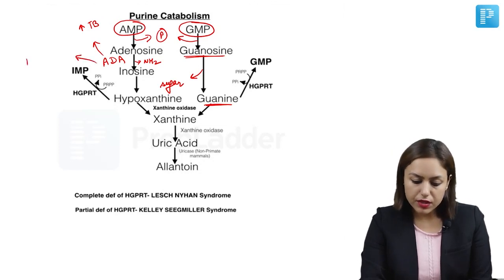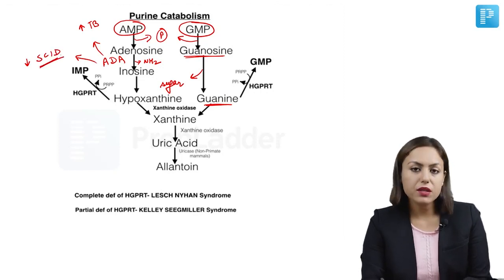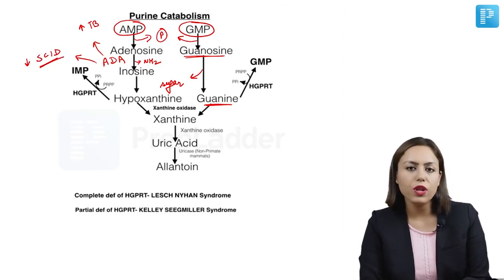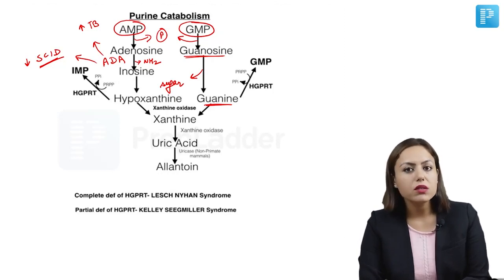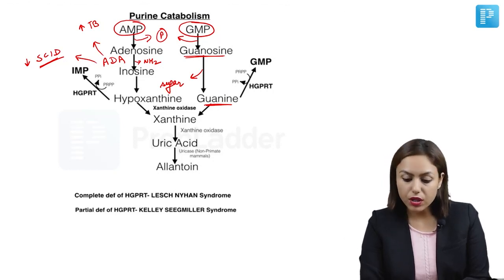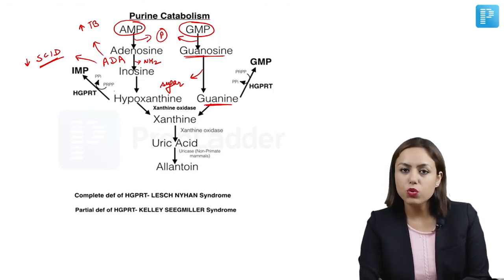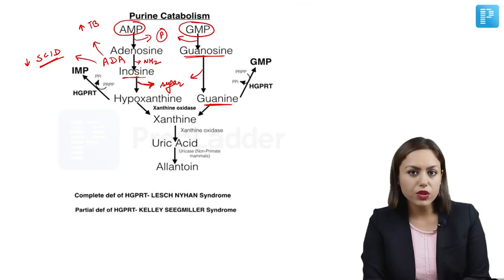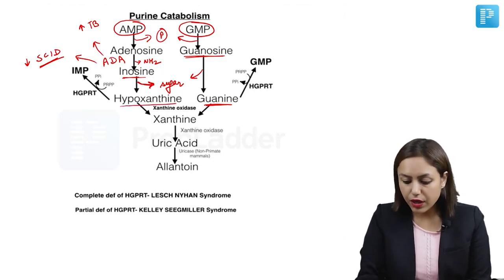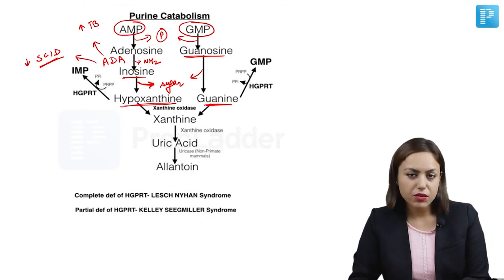And if this ADA enzyme is decreased, then those patients will be having SCID, that is severe combined immunodeficiency, because ADA enzyme is very important for both B and T lymphocytes. That's why deficiency will lead to SCID. Now let's move further. We have reached inosine. From inosine, sugar will be removed. Inosine is a nucleoside, sugar removed, and we get the nitrogenous base hypoxanthine, right?